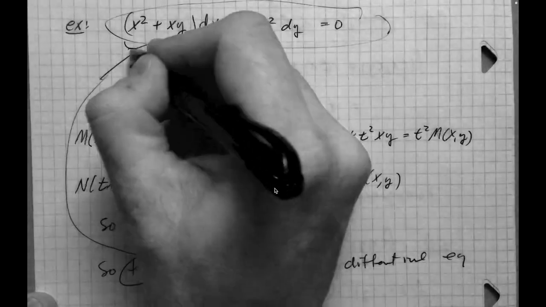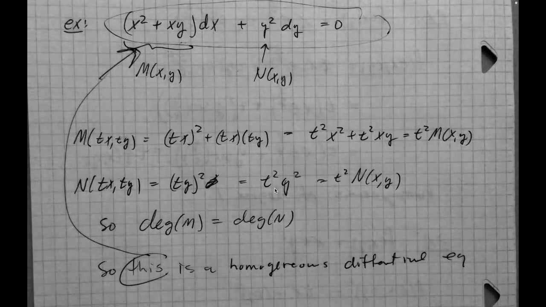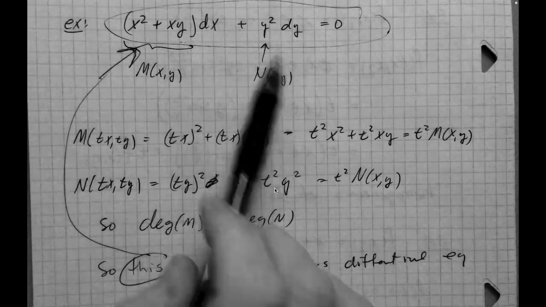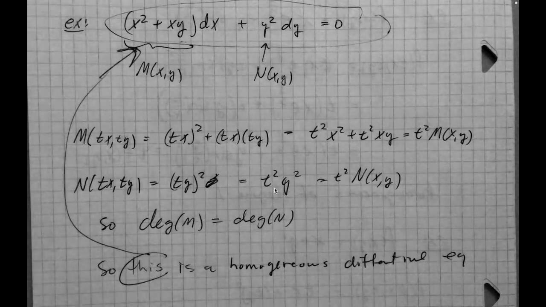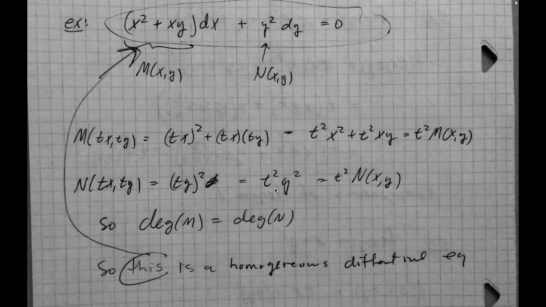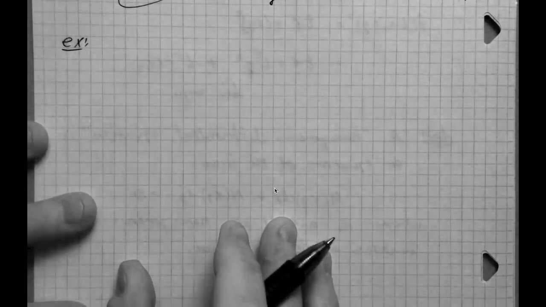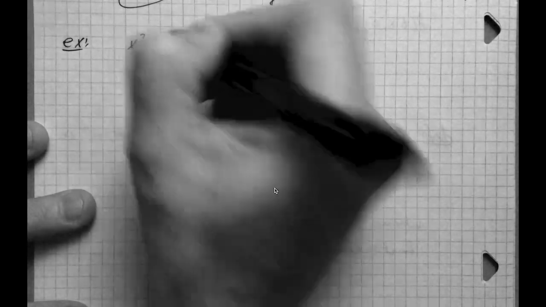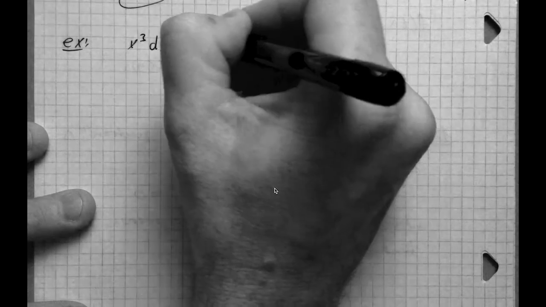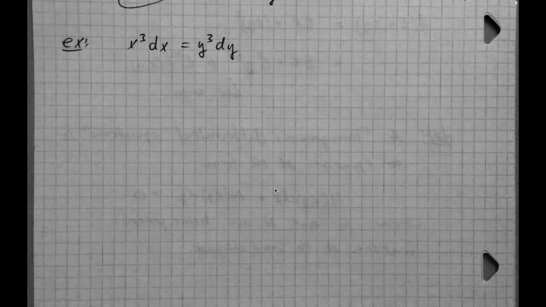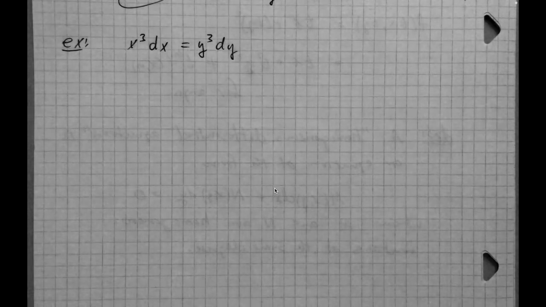So that guy up there is a homogeneous differential equation. Okay, right, it obviously fits the form m of xy times dx plus n of xy dy, and m and n are both homogeneous of the same degree. Right, so it has all of the features that you would require of a differential equation in order for it to be homogeneous. Here's another example. x cubed dx equals y cubed dy. So is this a homogeneous differential equation?